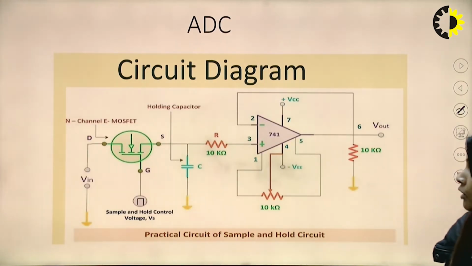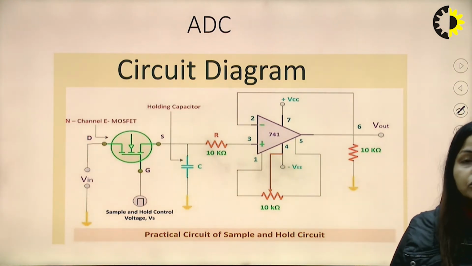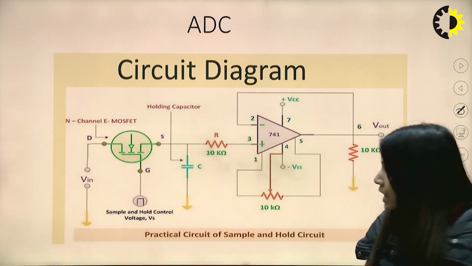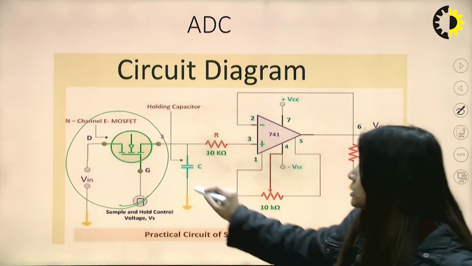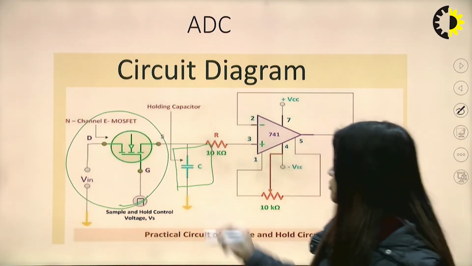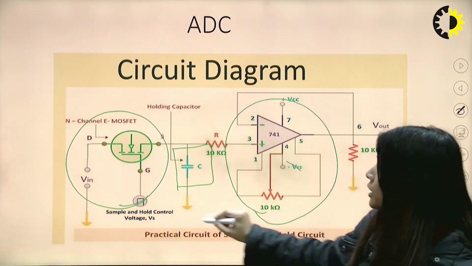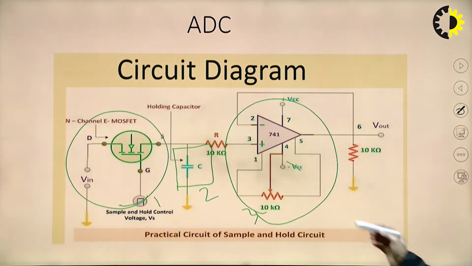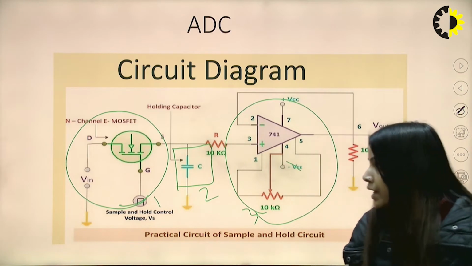Here we can also use the practical circuit. In the practical circuit of the sample and hold circuit, we are using an n-channel enhancement type MOSFET and one holding capacitor as before. This is a kind of switch. This is the holding capacitor which we are using, and this is the operational amplifier. So there are three main blocks: 1, 2 and 3. This is the amplification, this is the holding circuit, and this is the switch, the n-channel E-MOSFET.